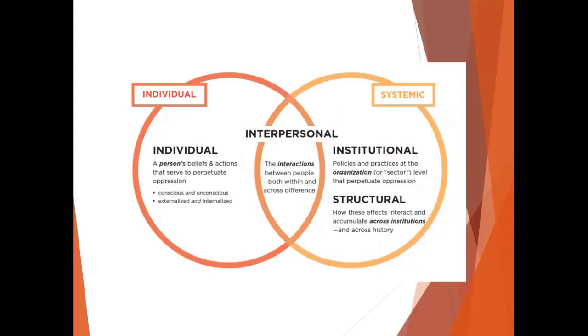When it comes to biases, this diagram shows there are different areas. It's important to identify things at the individual level, your actions, what causes someone to feel oppressed; the interpersonal level, your actions between different people; and we'll be focusing mostly on the institutional policies and practices at the organization or sector level that perpetrate oppression.